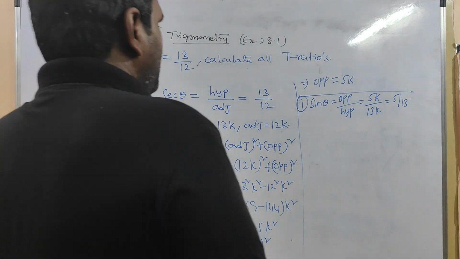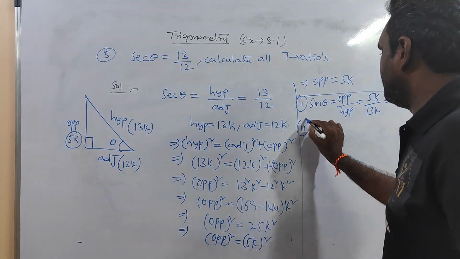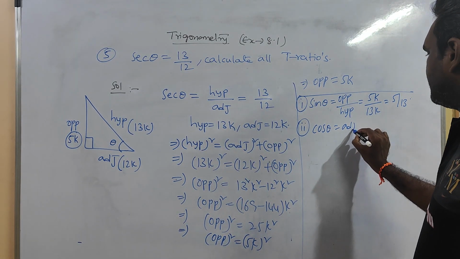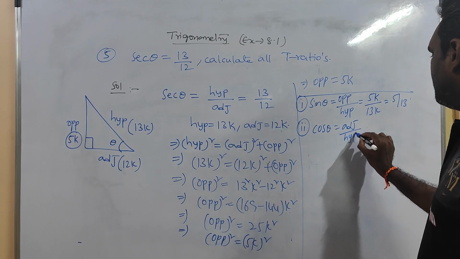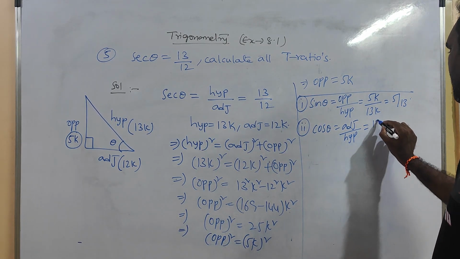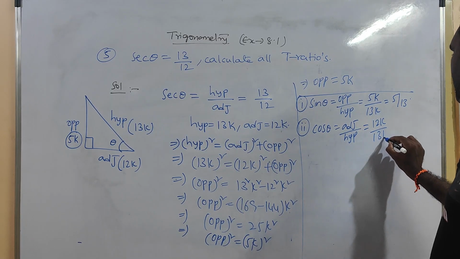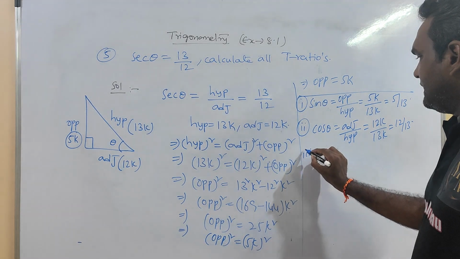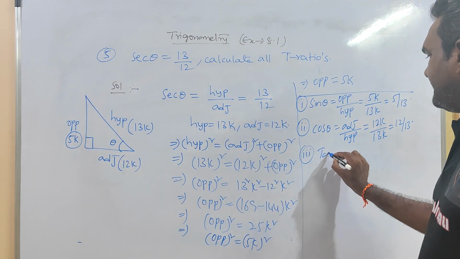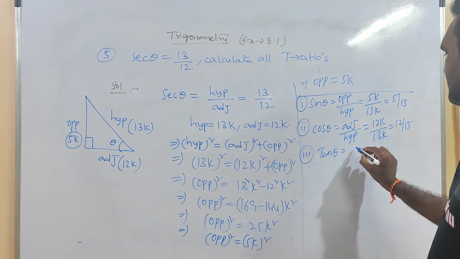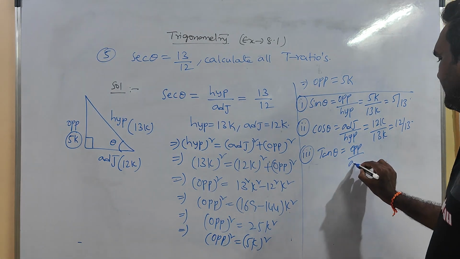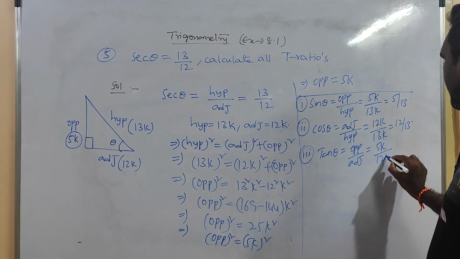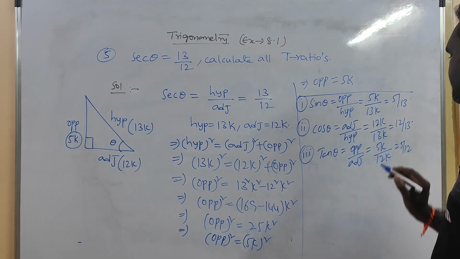And the second thing is cos theta. What about cos theta? Cos theta is adjacent by hypotenuse. What is my adjacent here? 12k by 13k, that is equal to 12 by 13. This is my second one. And third one, what about my tan theta? Tan theta is opposite by adjacent. My opposite is 5k by adjacent 12k, that is equal to 5 by 12.